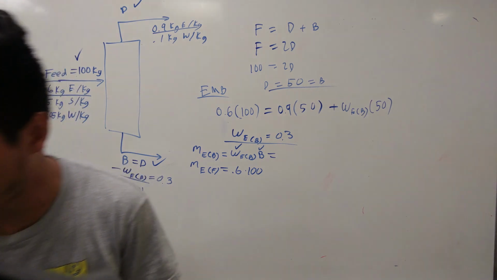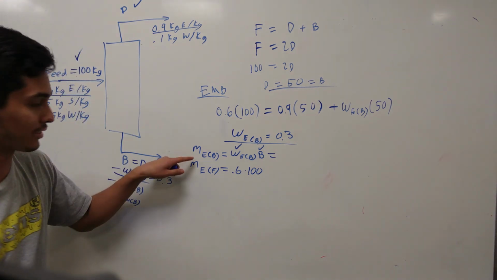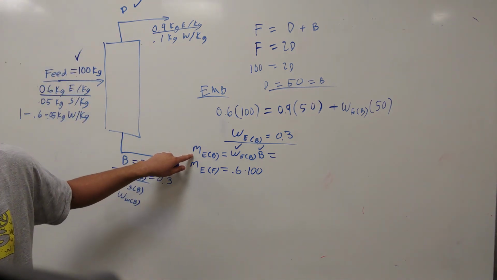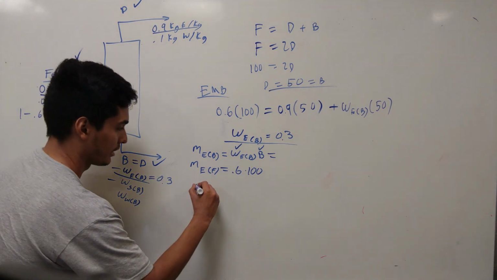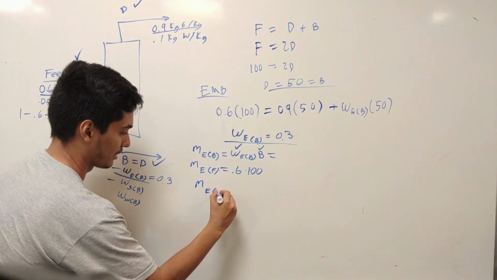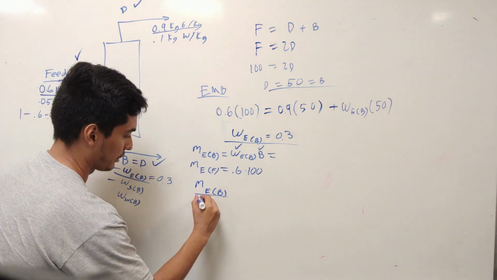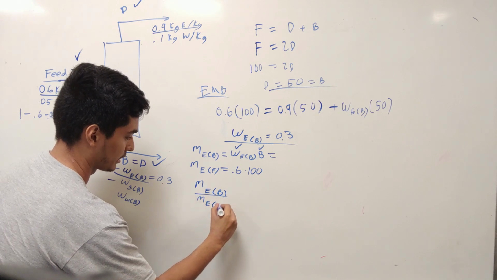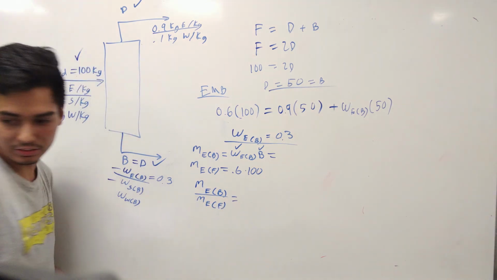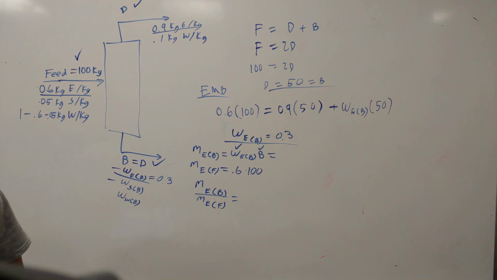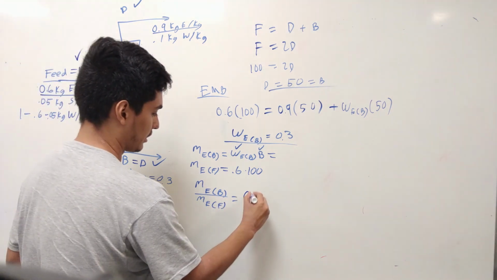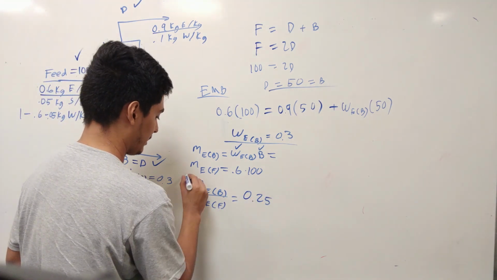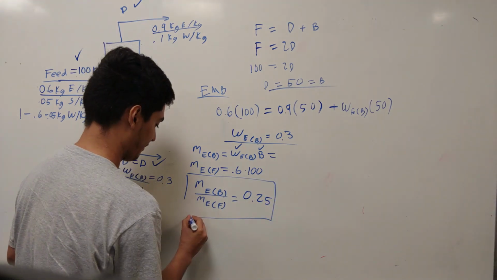Now it asks us to calculate the mass of ethanol in the bottom stream with respect to the mass of ethanol in the feed stream. Right? So that's what we're going to calculate. So I want you to calculate this ratio. All right? Do it yourself, please. What do you get? Do you get about 25%? You get 25%? That is the answer for part B.